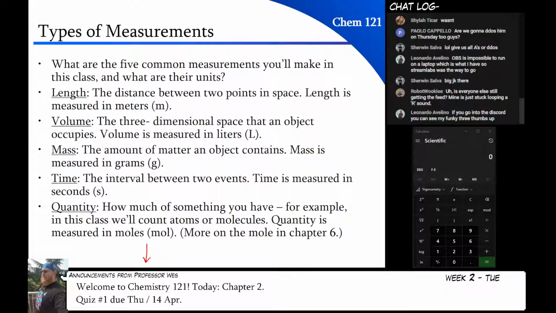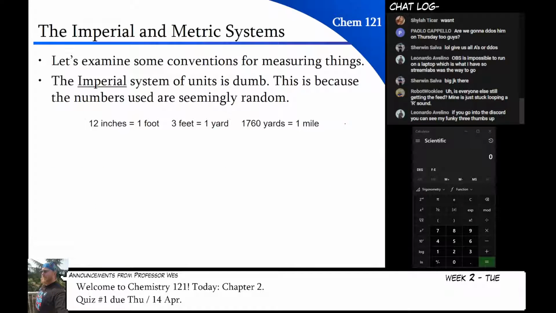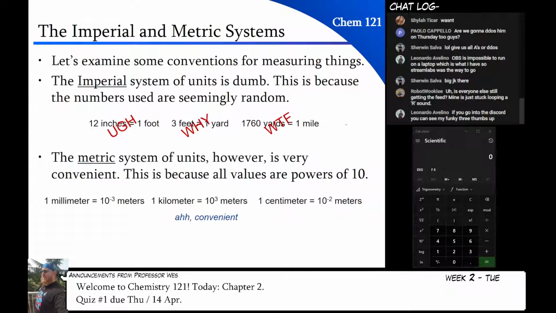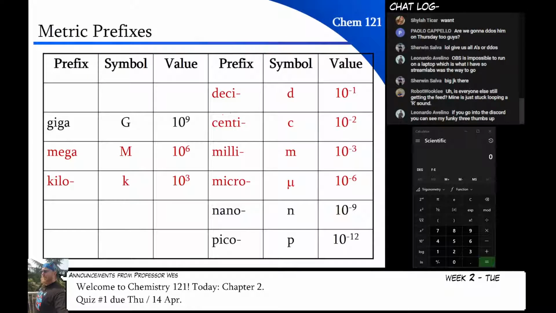I realize we're all over the place today. All right, when we left off last time, we were talking about metric. We said that metric was stupid. And then I skipped ahead and I talked about Imperial being stupid. And then we talked about this table of numbers that is going to be important. Try and have this handy.